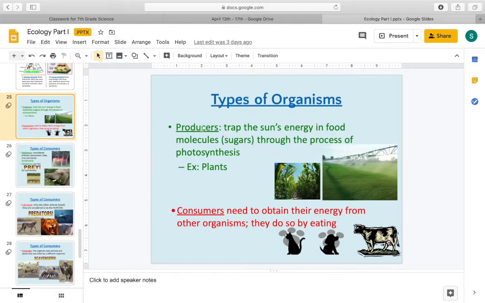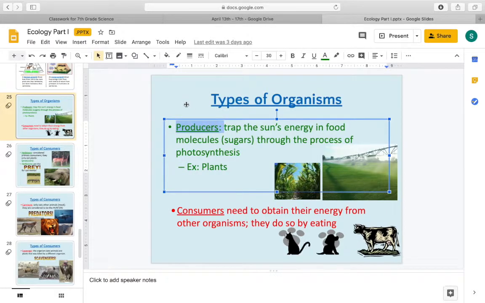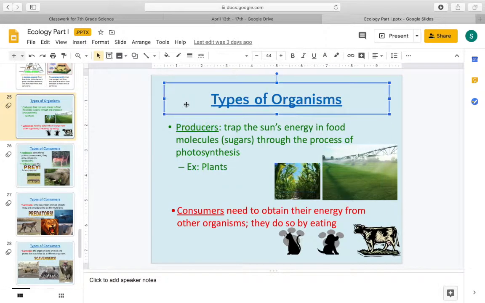Okay, so the first type is producers. We've already learned a lot about producers. Producers are plants. They use the sun, the different minerals from the soil and water to make food for themselves. Remember this process is called photosynthesis. This should be a review.